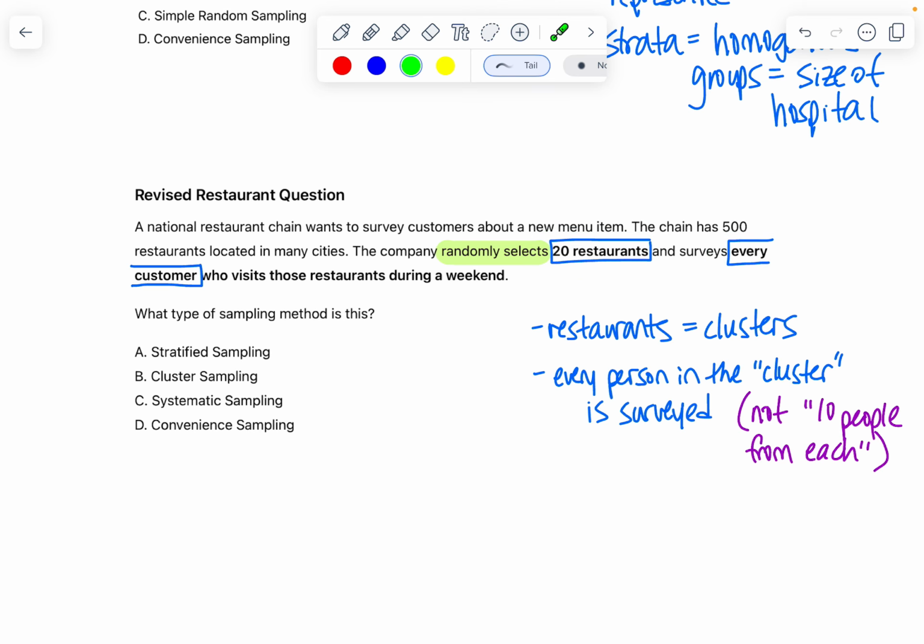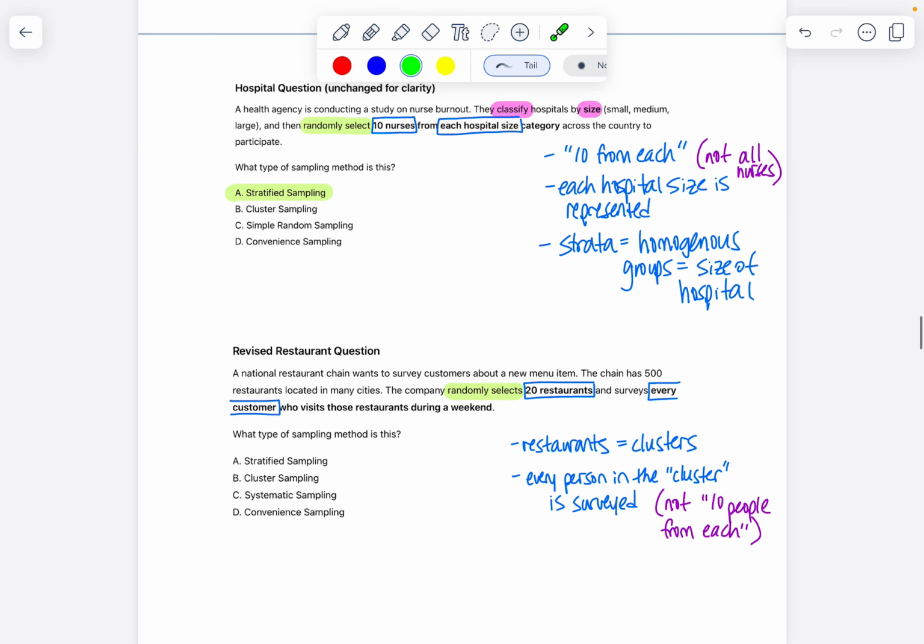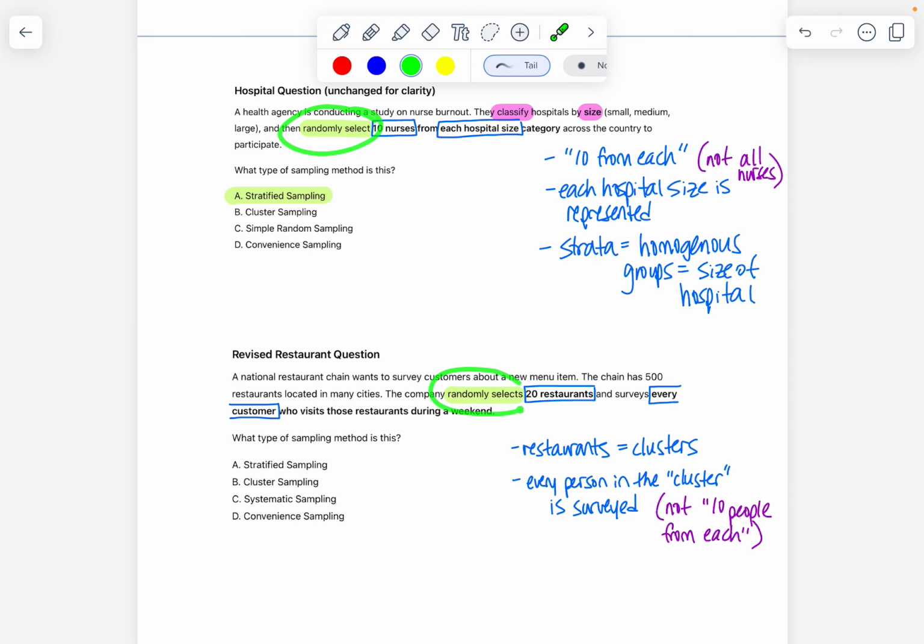Okay, so our restaurants here are going to be our clusters. And we randomly select 20 of them, and everyone in those 20 restaurants gets to be surveyed. Not like 10 from each. That would be stratified, okay? So some keywords once again, and I also just wanted to point out that yes, randomization has to be present in both of these. It's different depending on the wording of the question, on how the random selection takes place. But they randomly selected 10 nurses from each hospital here. Here they randomly selected the restaurants, and everybody got to do the sample. That, in a nutshell, mic drop, cluster versus stratified.